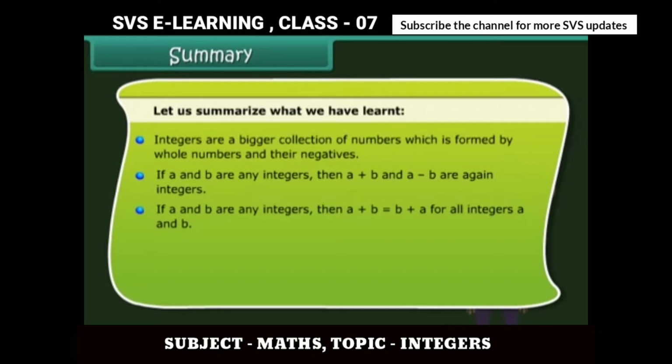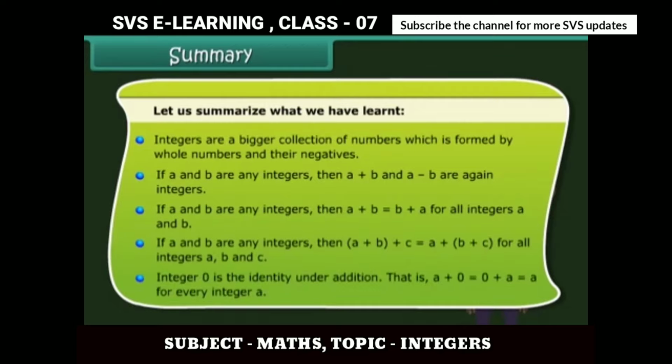If a and b are any integers, then a + b = b + a for all integers a and b. If a, b and c are any integers, then (a + b) + c = a + (b + c) for all integers a, b, and c. Integer 0 is the identity under addition. That is, a + 0 = 0 + a = a for any integer a.